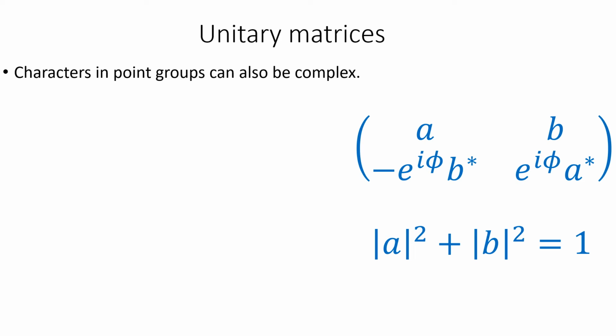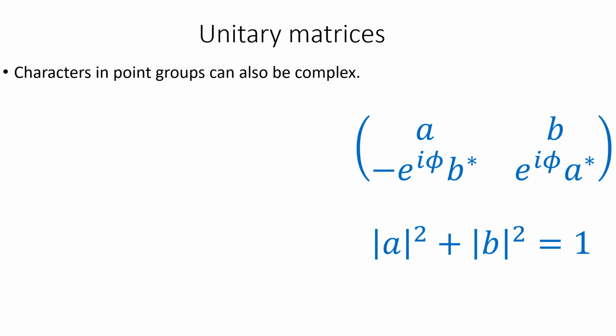Now we're going to look at unitary matrices. Unitary matrices are like a generalized version of orthogonal matrices, except you can have complex entries in them as well. We just had real entries in the orthogonal matrices. So if you look at the example on the screen here, the A and the B are now potentially complex quantities. And you can see that the B star, that asterisk, means the complex conjugate, which is to say you've changed the sign of the imaginary part of the complex quantity. And you can see we've also got these imaginary exponentials, these phase factors, e to the i phi.